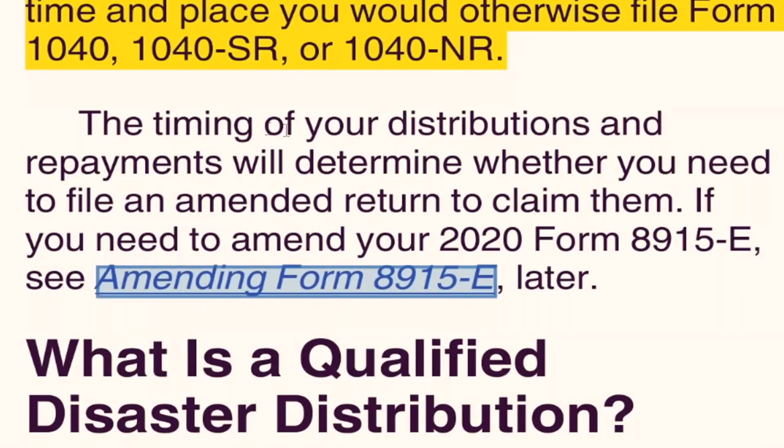And right here it says the timing of your distributions and repayments will determine whether you need to file an amended return to claim them. If you need to amend your 2020 form 8915-E, see amending form 8915 later in the instructions.